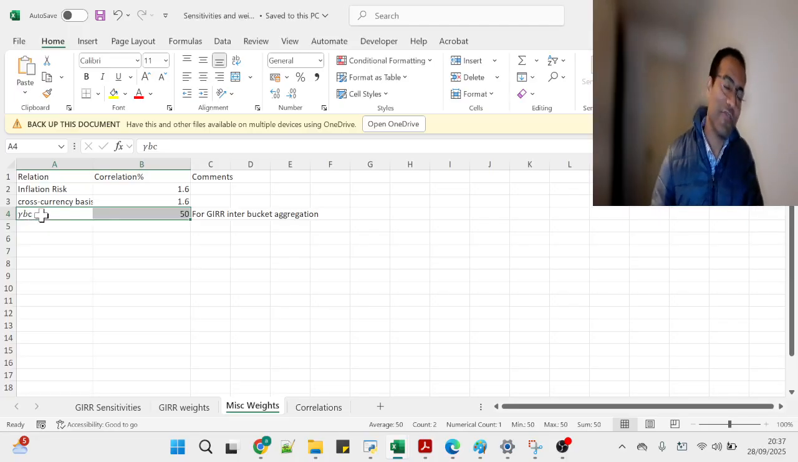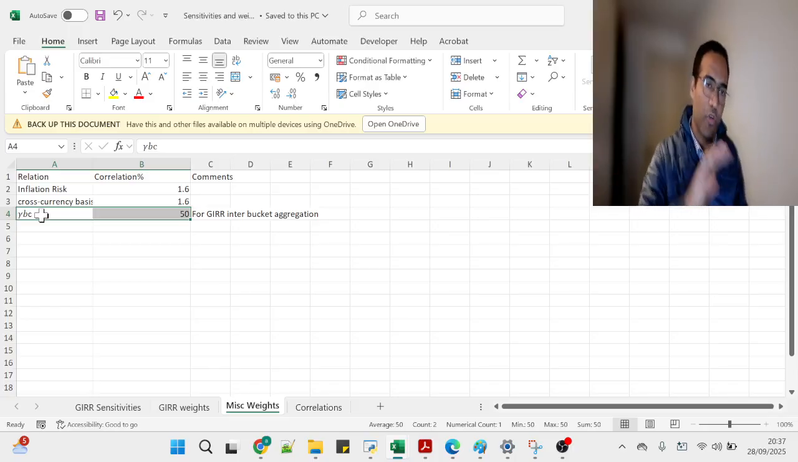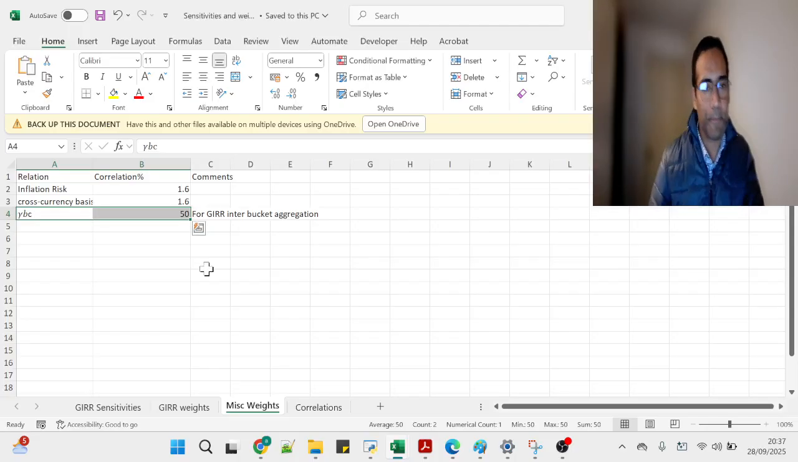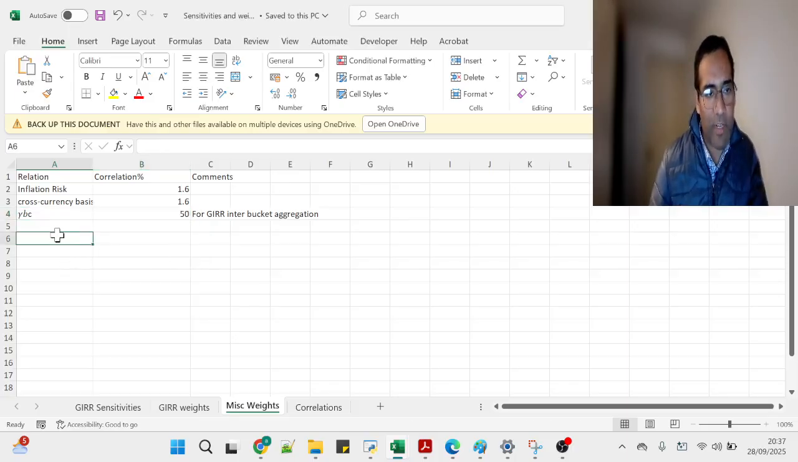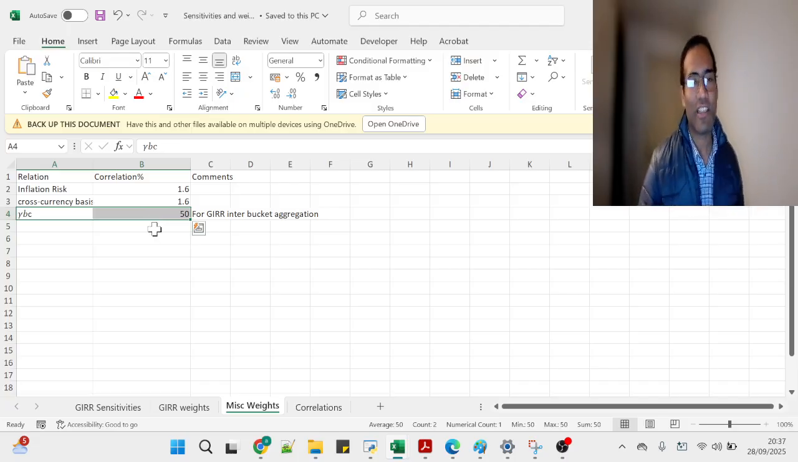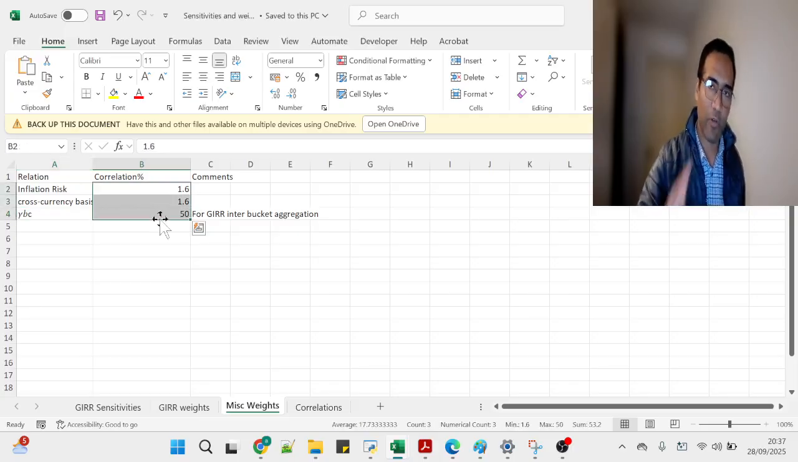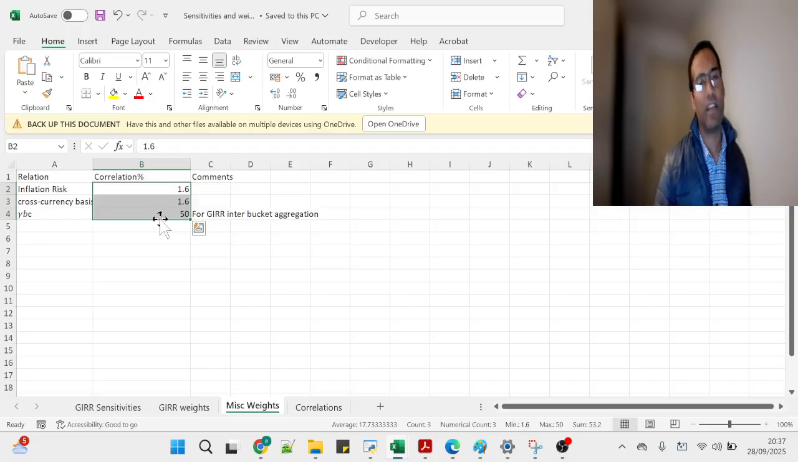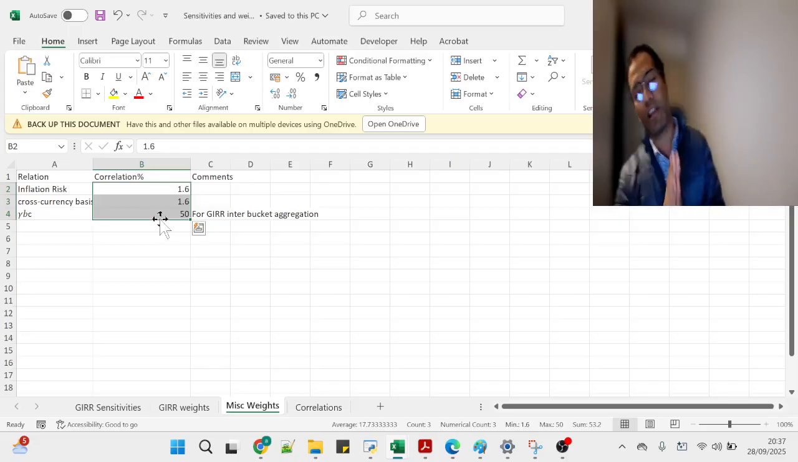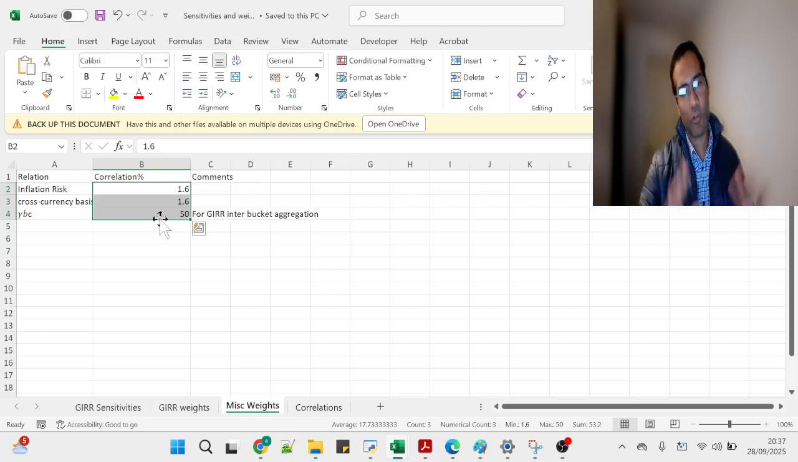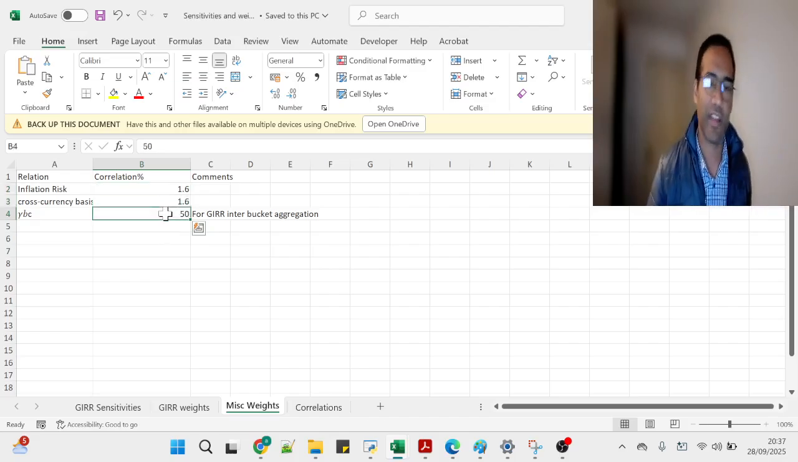It is for aggregating between two buckets, euro and USD buckets. It is used for aggregating between two buckets. So the correlation is 50. Actually, if I calculate the risk charge for USD and euro, then when I want to calculate the combined delta risk charge for the two buckets, this is relevant: 50.